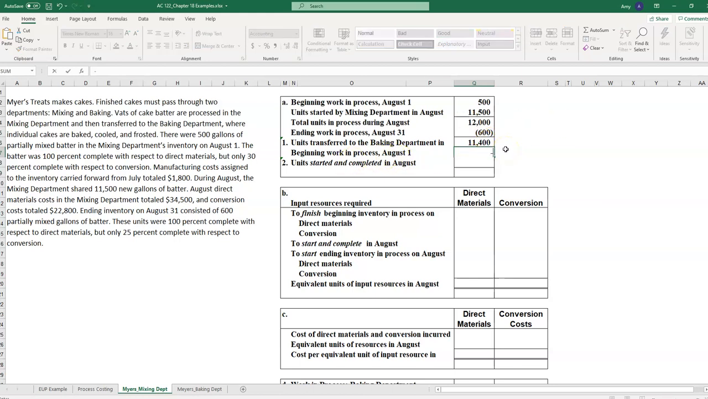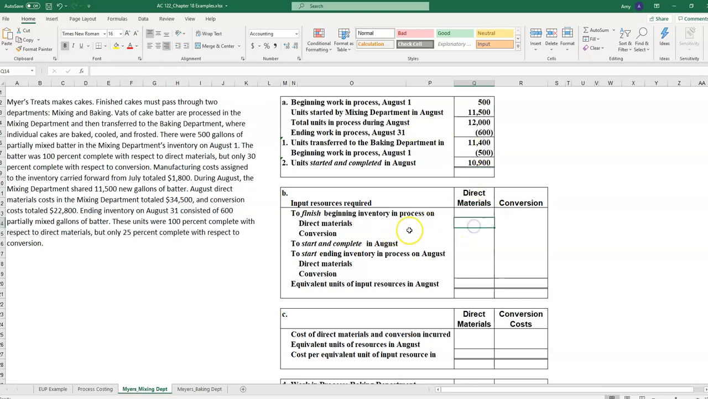Now we subtract those 500 that were partially completed, and that will tell us the ones that we did 100% of the work on during the month, started and completed. Once we have that filled out, we're ready to move to the equivalent unit calculations.